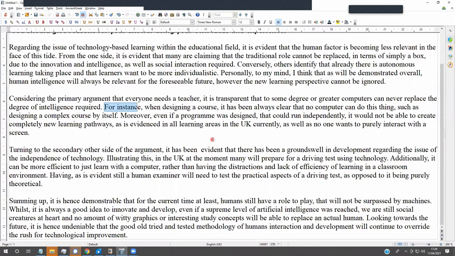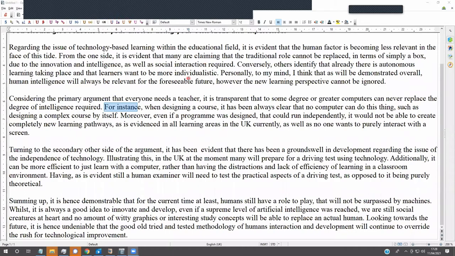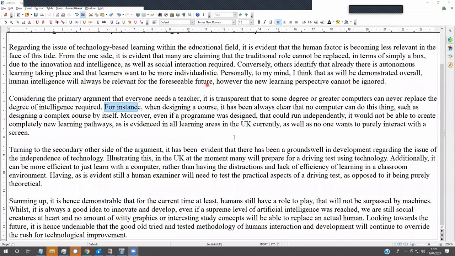For instance, when designing a course, it has always been clear that no computer can do things such as designing a complex course for itself. Moreover, even if a program was designed that could run independently, it would not be able to create completely new learning pathways, as is evident in learning errors in the UK currently, as well as no one wants to purely interact with the screen.